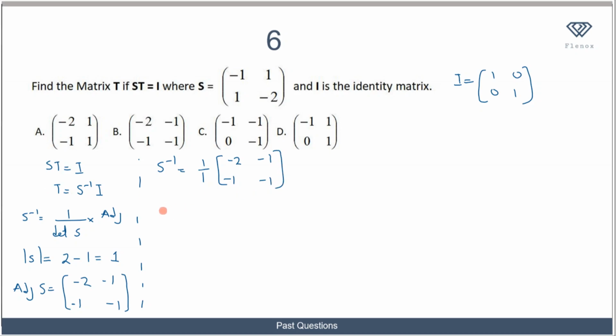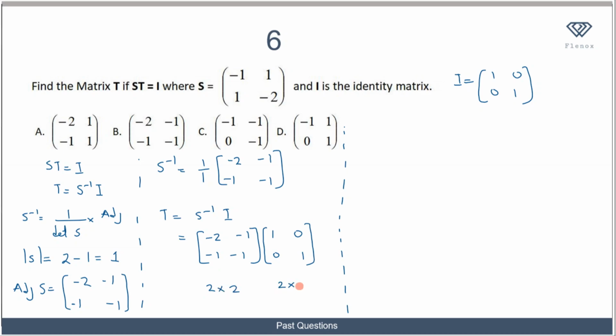So now I can find the value of T. The value of T is the inverse of S times my identity matrix. The inverse of S I found to be minus 2, minus 1, minus 1, minus 1, times my identity matrix, which is 1 0, 0 1. So I need to find this multiplication. Let's quickly do that. This is a 2 by 2 matrix and this is also a 2 by 2 matrix. The number of columns in the first matrix is equal to the number of rows in the second matrix, so I can multiply this, and the resulting matrix is going to be a 2 by 2 because I have 2 rows in the first matrix and 2 columns in the second.